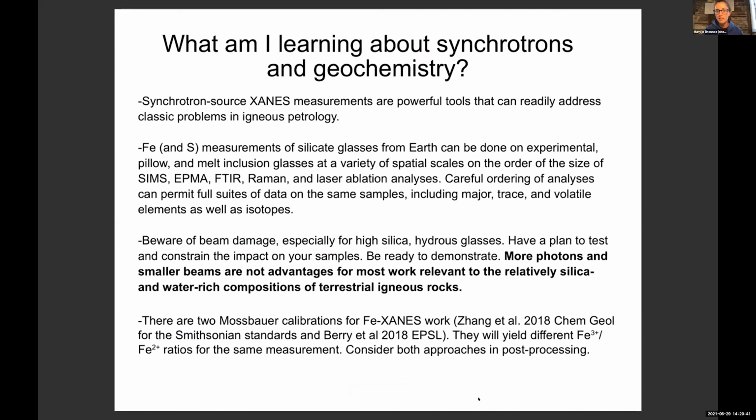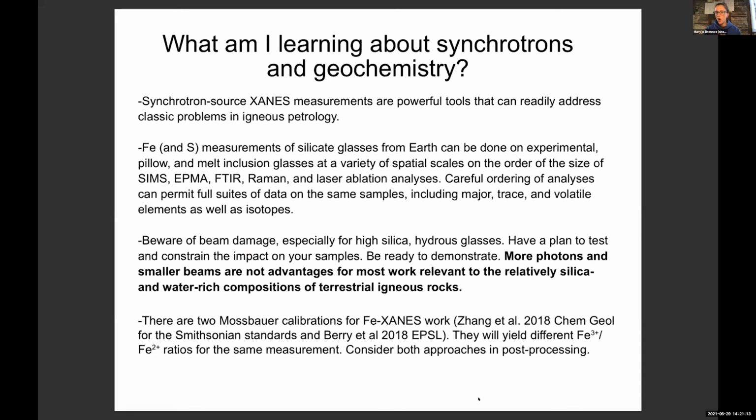Synchrotron S-XANES measurements are powerful tools, and we can readily get at classic problems in spectrology in ways that we have been kind of stuck in the mud on for a while. They happen at the same spatial scales as SIMS, microprobe, FTIR, Raman, and laser ablation analyses. So if you carefully order all of your analyses in a row, you're able to layer on redox information to a full suite of major, trace, volatile, and isotopic measurements. And that is real power in analytical geochemistry today.